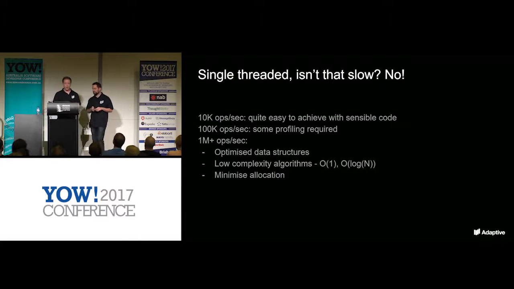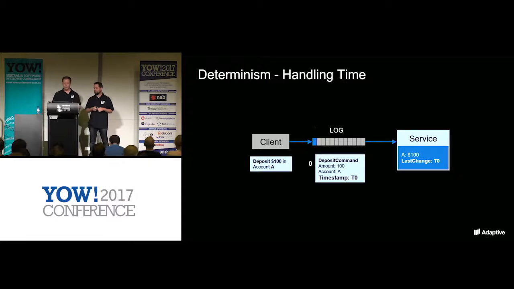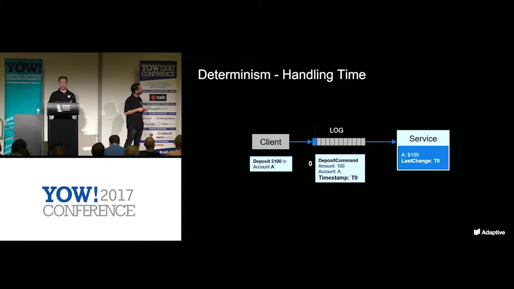So that's great. The other benefit of not allocating in your code is you don't put pressure on your heap. If you garbage collect halfway through processing a command, you typically get an unpredictable latency in your system. So that's another benefit of not allocating in your code. With determinism, the first thing we came across was handling time.